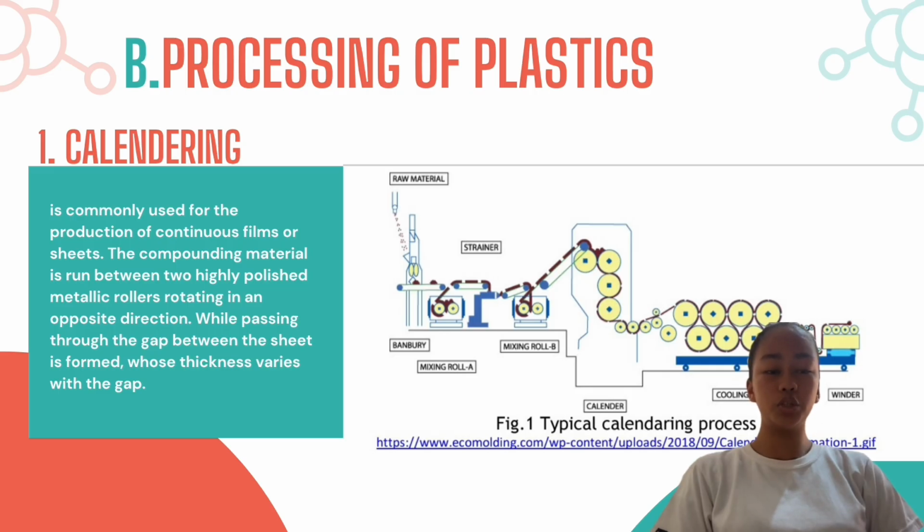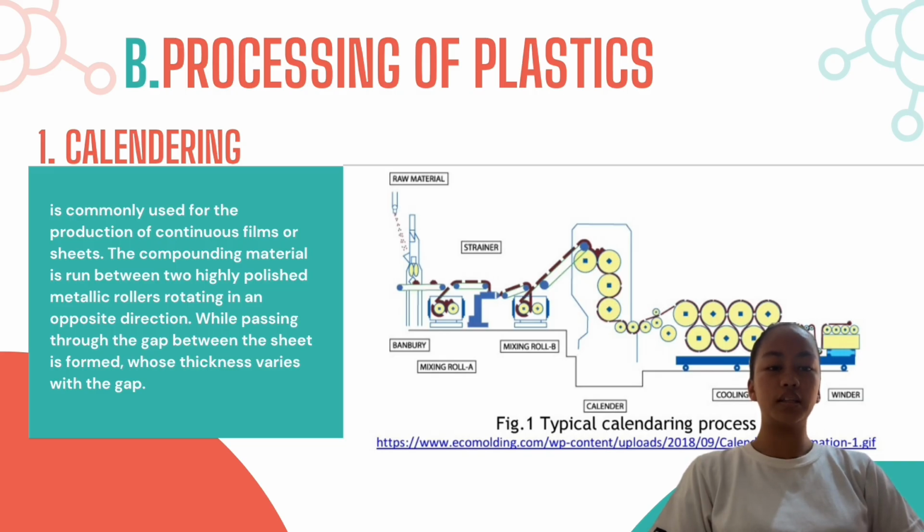As you can see sa figure, may iba't ibang part ang typical calendering process. First is ilalagay yung raw material such as paper, plastic, rubber, and fabrics sa Banbury mixer. Sa Banbury mixer, ginagawa niyang uniform ang mixture ng mga materials. After mixing, dadaan yung material sa mixing roll A para mas ma-spread at ma-refine siya.